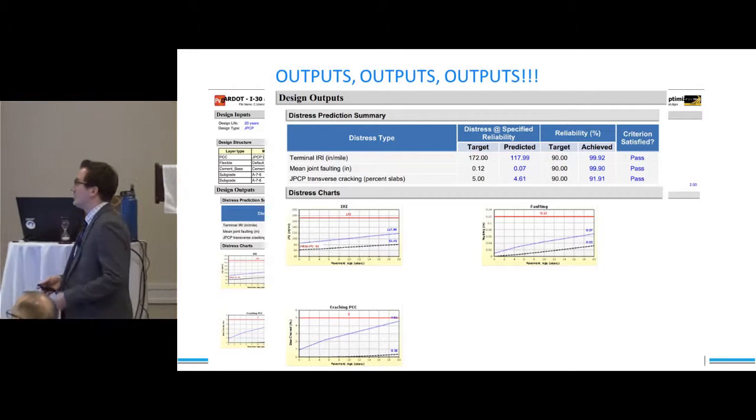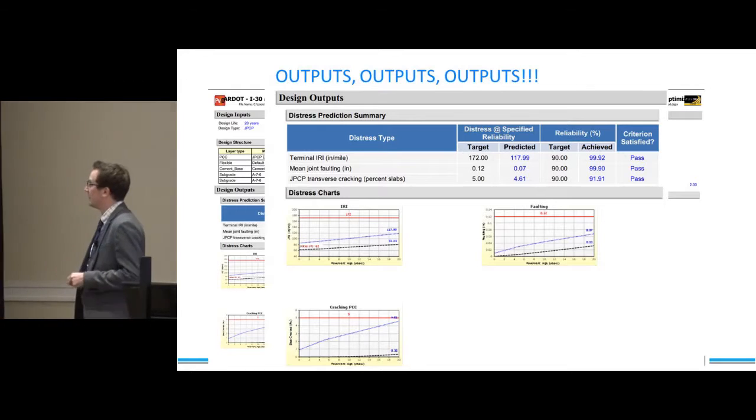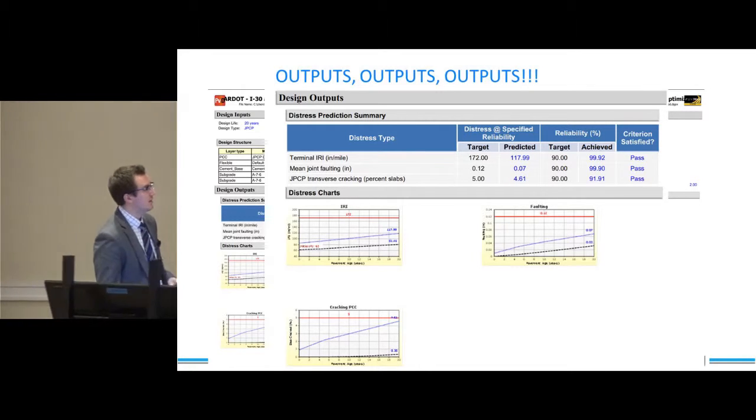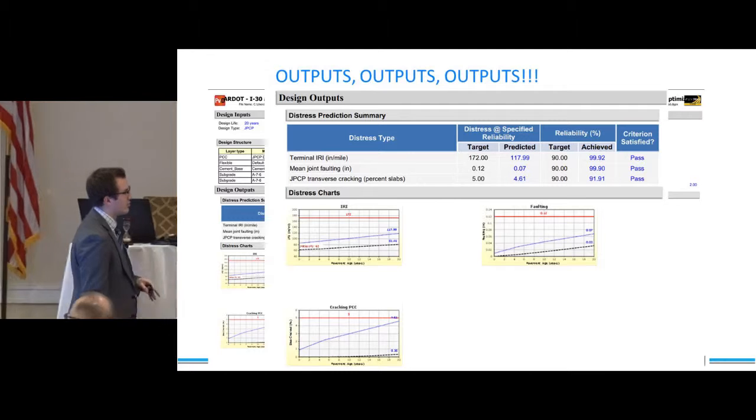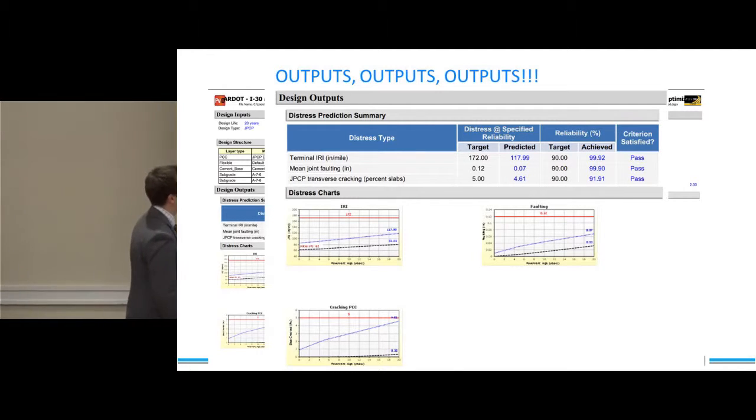And so within Pavement ME, you've got 3 failure criteria. You've got roughness, you've got faulting, and you've got cracking. And that's really how you're designing your pavements. Now that's compared to AASHTO 93, where we really only have a serviceability index. That's how they're characterizing failure.